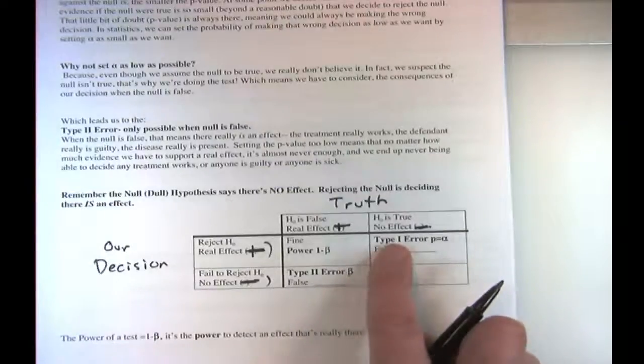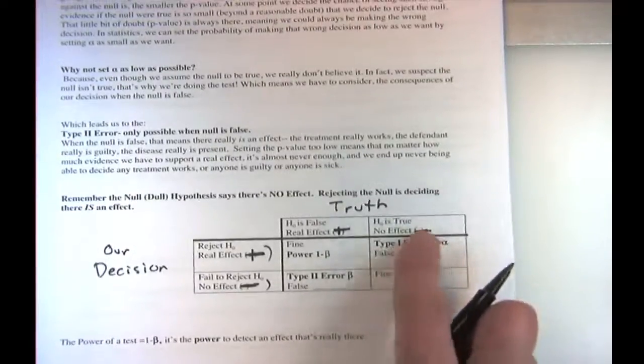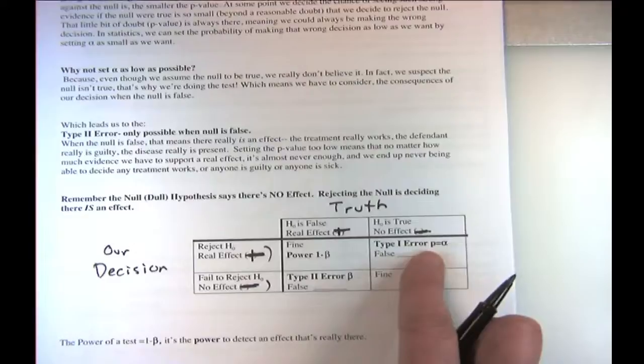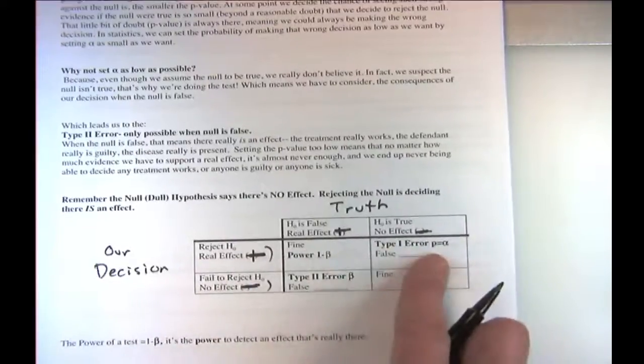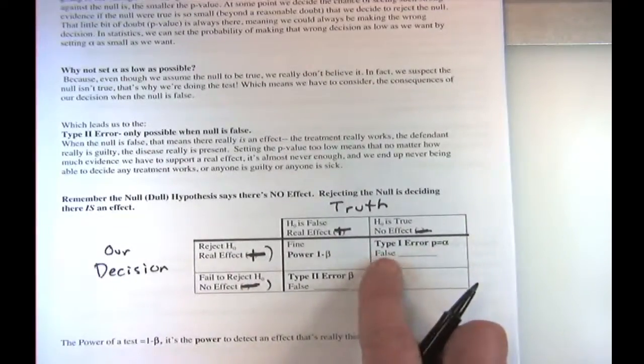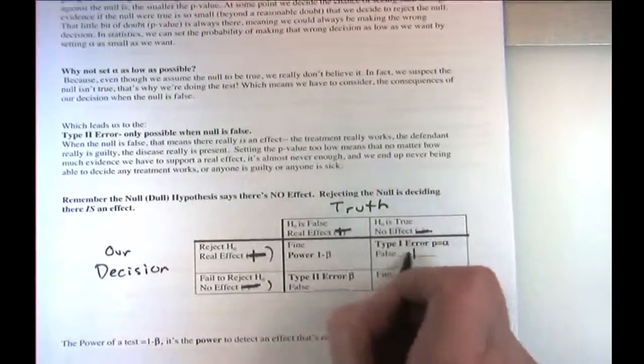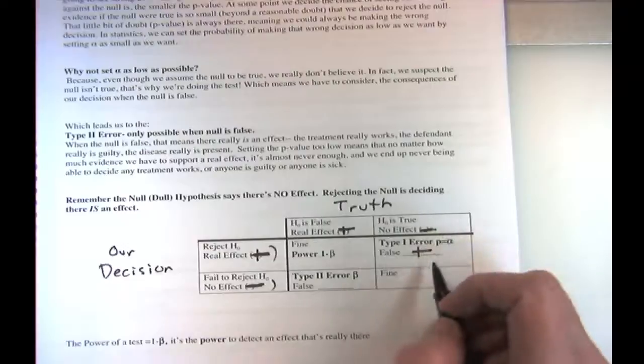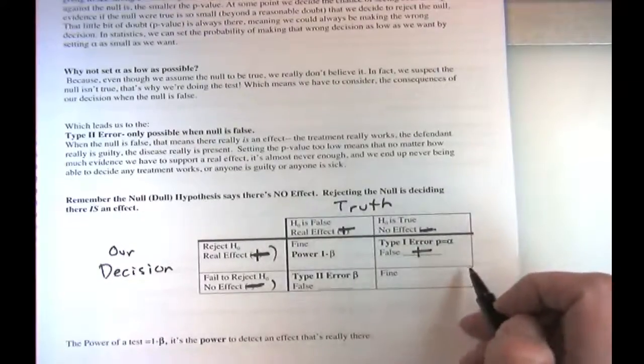So when you have a type 1 error, when nothing's going on, and you reject the null and think something's going on, you have a false what? Positive or negative? It's a false positive. This terminology is often used in diagnostic testing.